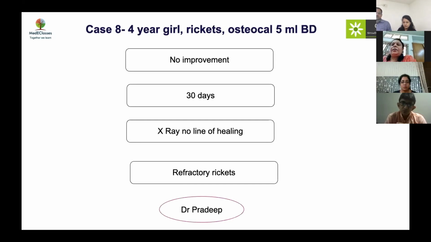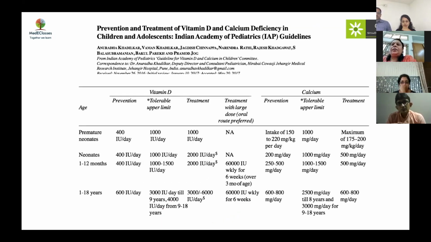I think no. We cannot say refractory rickets unless we complete the treatment. And here we are giving osteocalcium, which has merely 150 milligram per 5 ml of calcium and 200 international units of vitamin D. When we see the guideline from our country itself, Khadilkar et al., for ages 1 to 18 years, the treatment dose is either 3,000 to 6,000 international units per day or 60,000 international units weekly for 6 weeks. I am talking about vitamin D, and for calcium it is around 600 to 8.